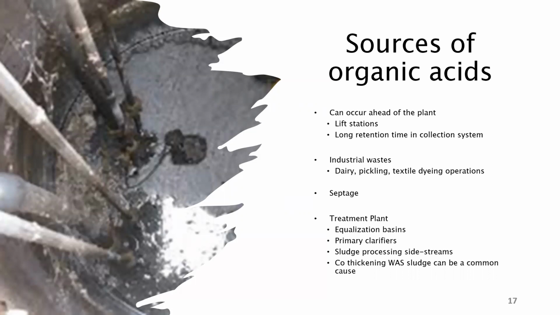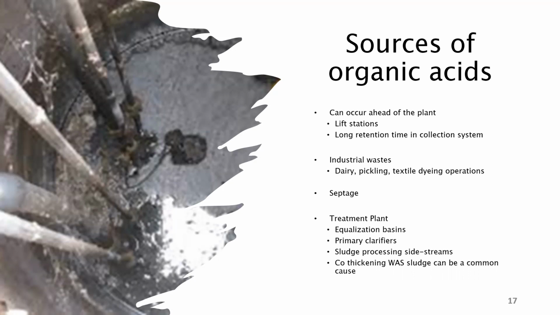So sources of organic acids, the lift stations, everything in the collection system, basically any area where you're going to have BOD and you're going to have bacteria, which are naturally present in BOD and conditions where you don't have oxygen. So if you have those ingredients for fermentation, you're going to get the creation of organic acids. You're also going to probably have a lot of different industrial wastewater plants. Septage is going to have a lot of septicity and organic acids.